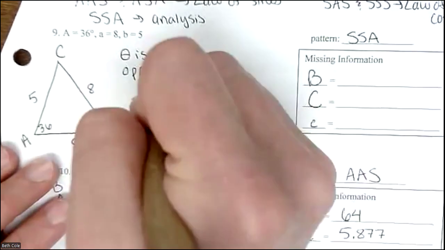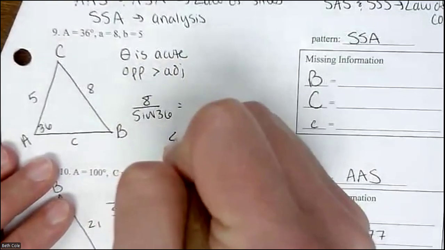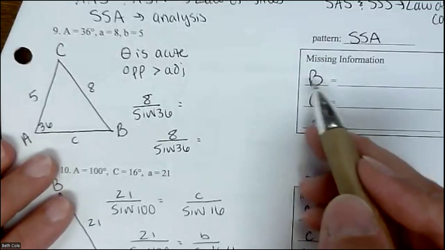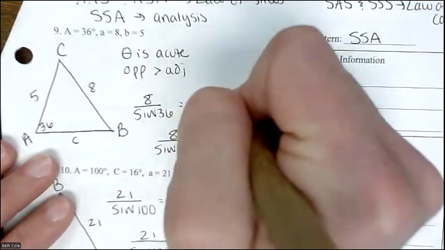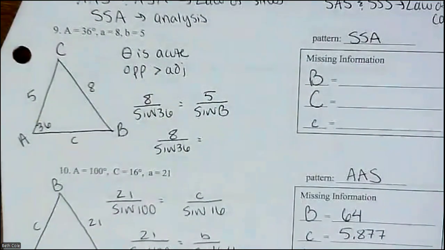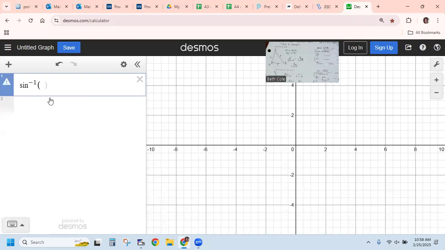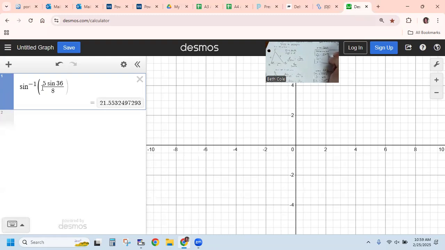Eight over sine 36, and I'm going to just go ahead and write it twice. Equals, and then I need angle B, so it's going to be 5 over sine of B. All right, here we go. I'm going to type it in. What am I going to type? You guys tell me. Yeah, inverse sine. Good. Oops, sorry. Inverse sine, and then 5 sine 36 divided by 8. There we go, 21.553. And I'm going to store that as B.